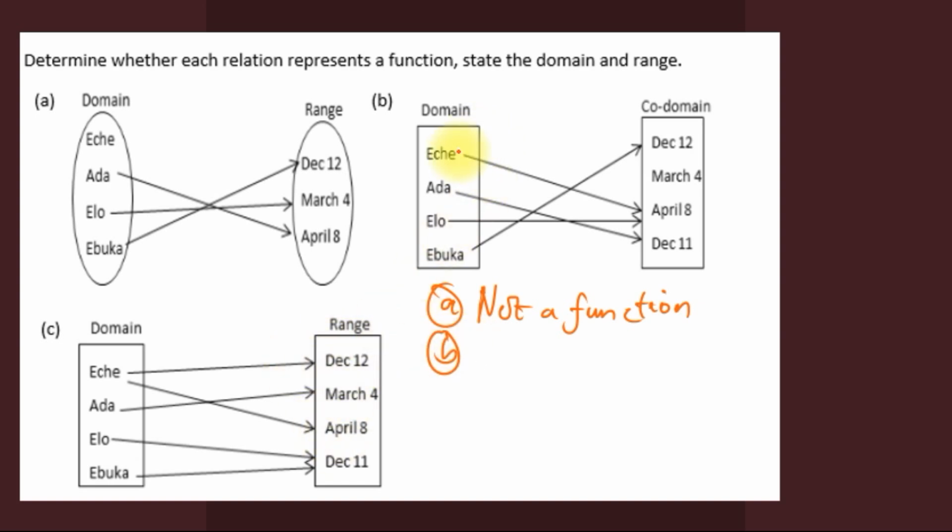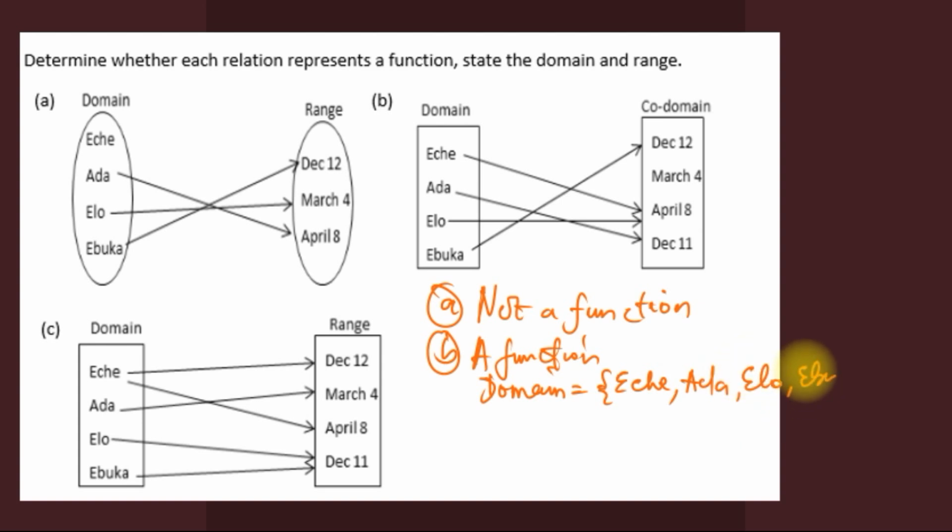So look at the second one. Each of them has an image. So this is a function. They ask us to state the domain and the range. So the domain is the set of Eche, Ada, Elo, and Ebuka. So this is the domain.